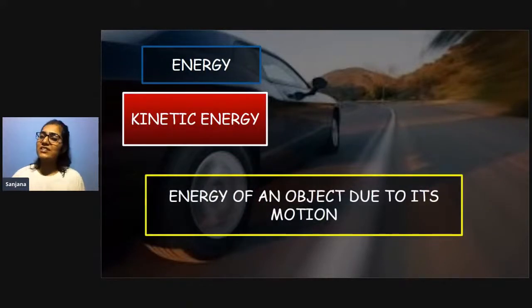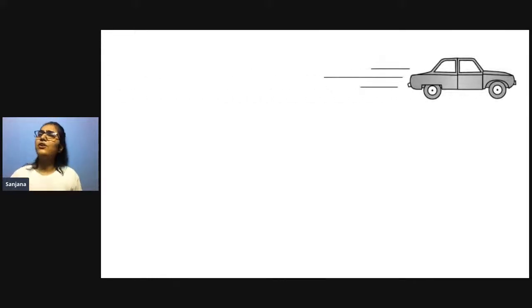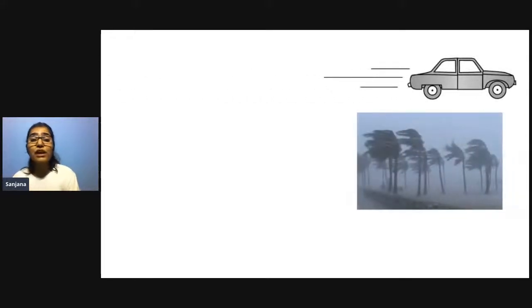So kinetic energy is the energy of an object due to its motion. If an object is moving, that is because it possesses kinetic energy. But if a body is initially not moving, I will say that the body does not possess kinetic energy. Let's take some examples of kinetic energy. A moving car is an example of kinetic energy. Moving wind is an example of kinetic energy.